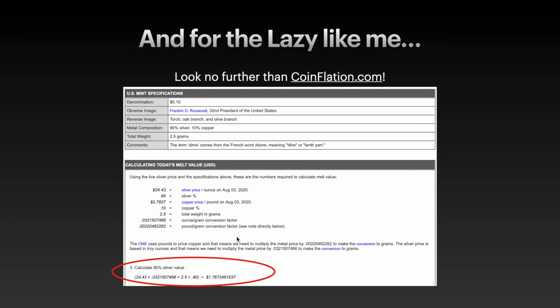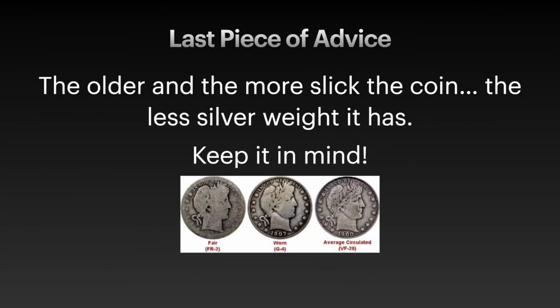So again, I hope this was helpful. I hope you learned something. I hope you take the time to do this math next time you're looking at buying some constitutional silver. And when you do, always ask for pictures. Always ask if they're nice quality coins or if they're slicks, because there's actually a sizable difference in the amount of silver in a coin depending on its quality.